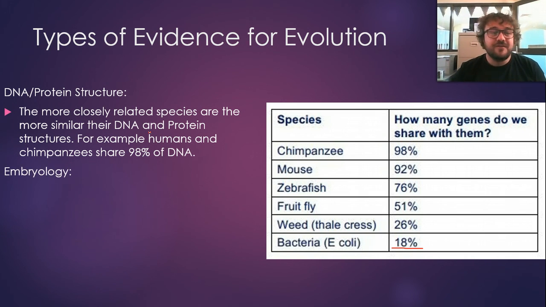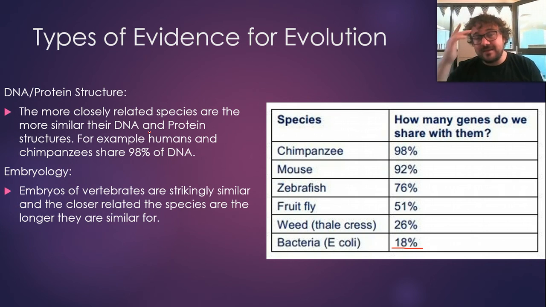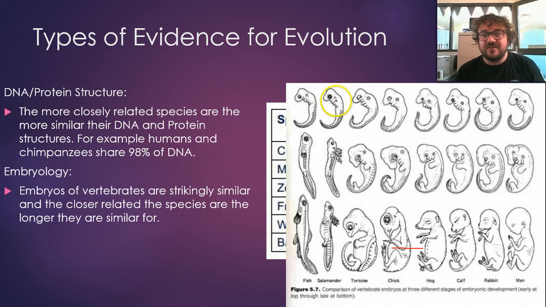But there's more. For example, embryology. Basically, embryos of vertebrates all kind of look the same. And the closer you are related, generally, the longer they look the same. For example, here we've got fish, salamander, they all kind of look the same. Humans, rabbits, calves, chickens. Pigs. And you'll see that the salamander and the fish kind of stay similar for a bit longer, and then they separate out. Whereas these guys at this point all kind of look the same. You'd have to really be an expert to identify which ones are which.